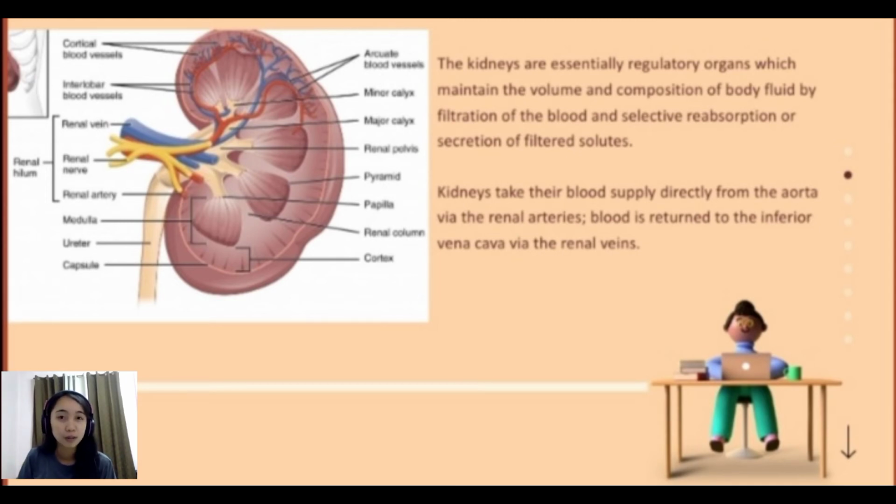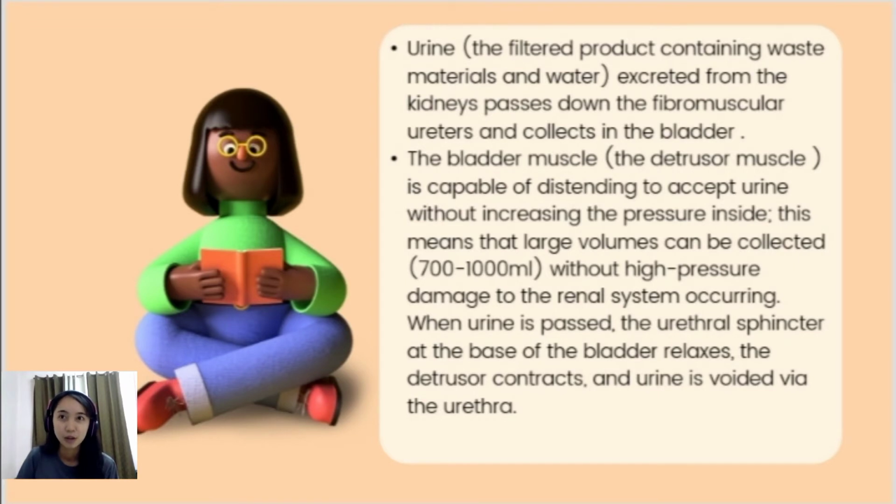Kidneys take their blood supply directly from the aorta via the renal arteries. Blood is returned into the inferior vena cava via the renal veins. Urine is the filtered product containing waste materials and water. This is excreted from the kidneys, passes down to the fibromuscular ureters, and collects in the bladder.